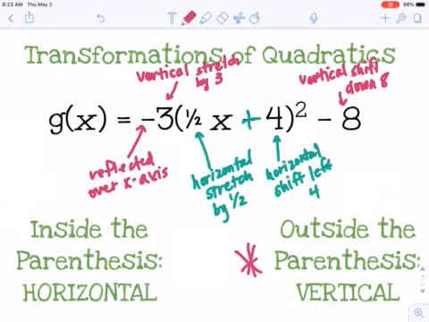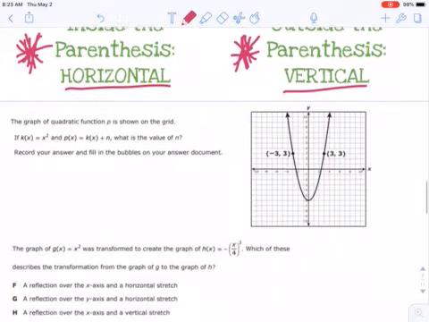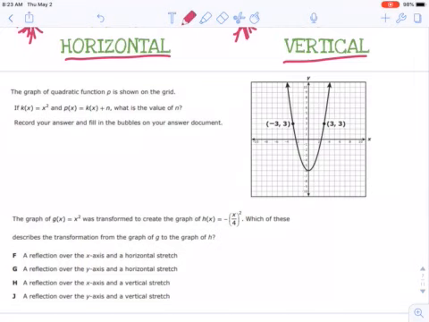Okay, but again, I would remember these two things. If something is happening inside the parentheses, it is a horizontal something. If something is happening outside the parentheses, it's a vertical something. Try to focus on just those two things. Don't even worry so much about stretches and shifts. Focus on horizontal and vertical. The reason I say that is because let's look at the STAR questions that have been asked in the past.